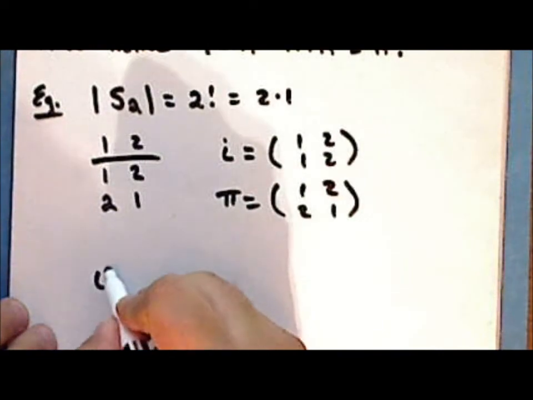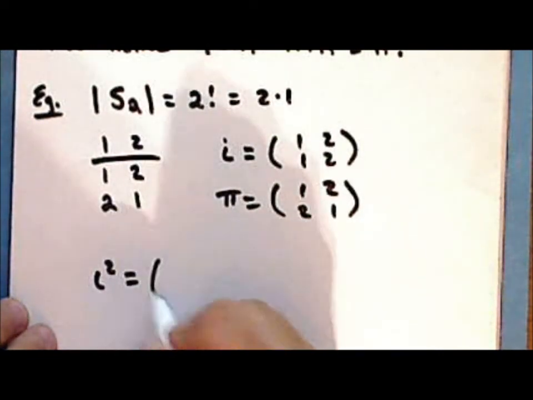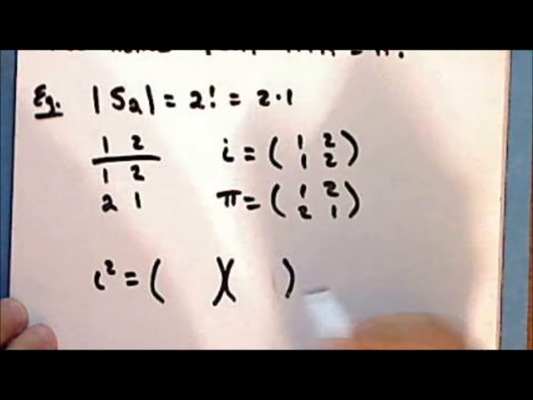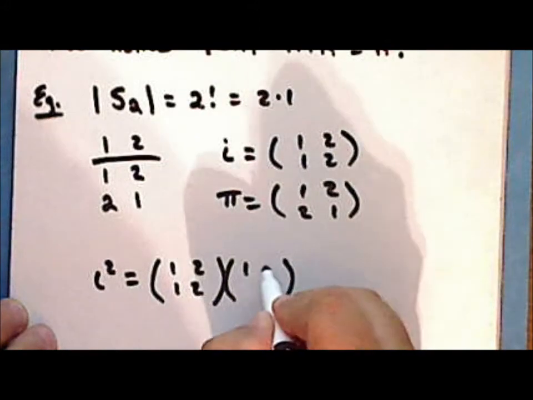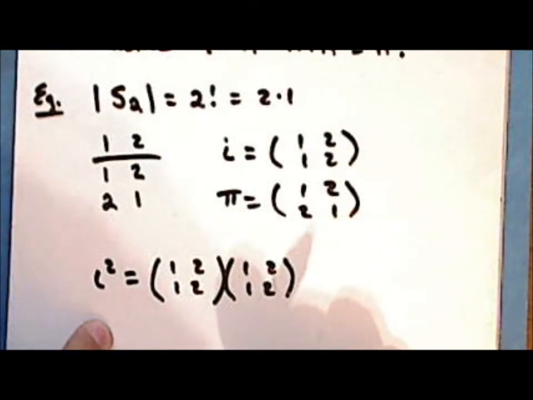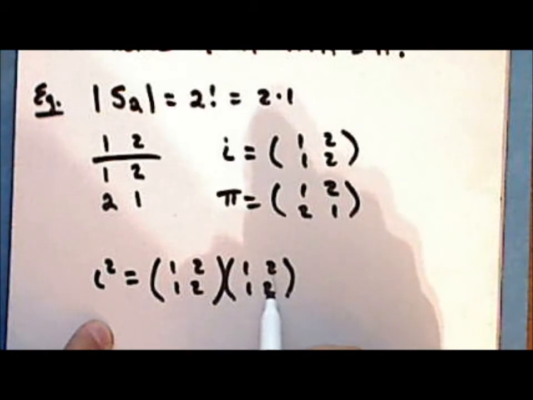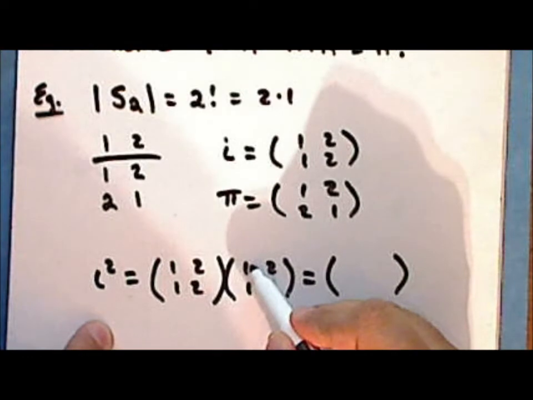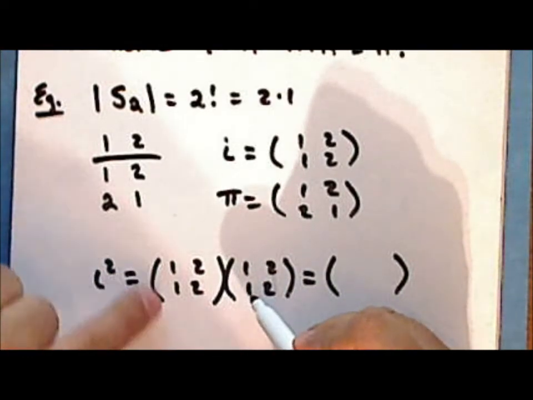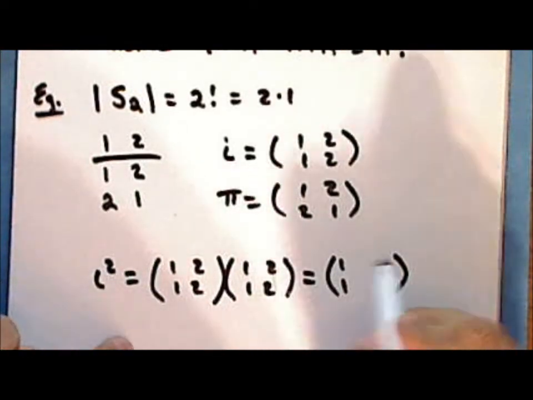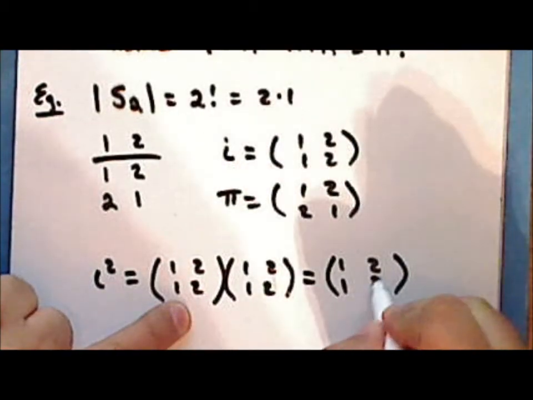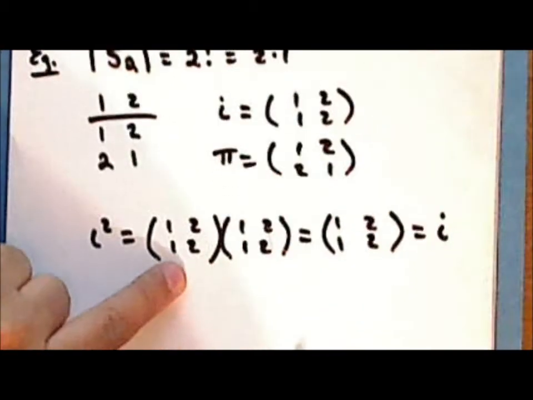So notice that I squared can be represented as the product of the 2 permutations, whereas this is a composition. We apply the map on the right first, so that 1 is mapped onto 1, which in turn is mapped onto 1. 2 is mapped onto 2, which in turn is mapped onto 2. So no surprise here, I squared is I.